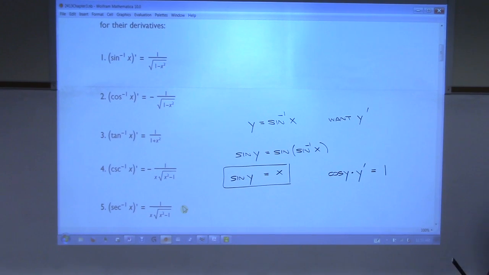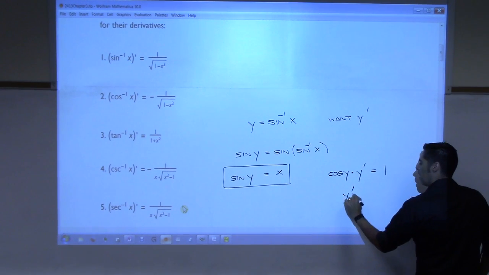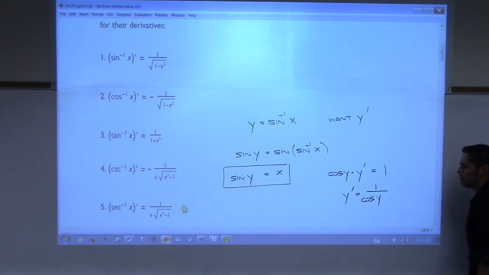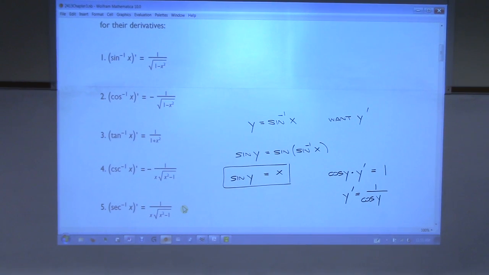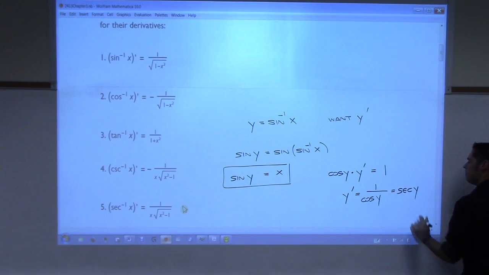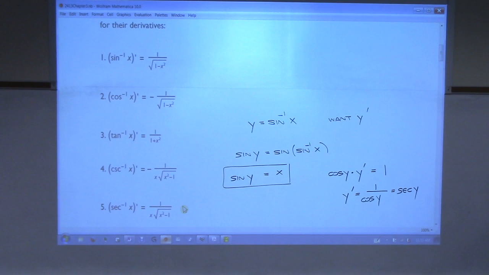And now solve for y prime. Y prime equals 1 over cosine y. That's secant y, isn't it? 1 over cosine is secant. So there, I've got it for you. You want a derivative of y, right? You want a y prime? I got it. It's secant y.